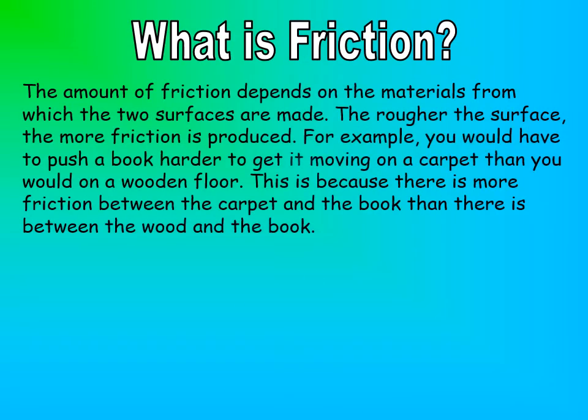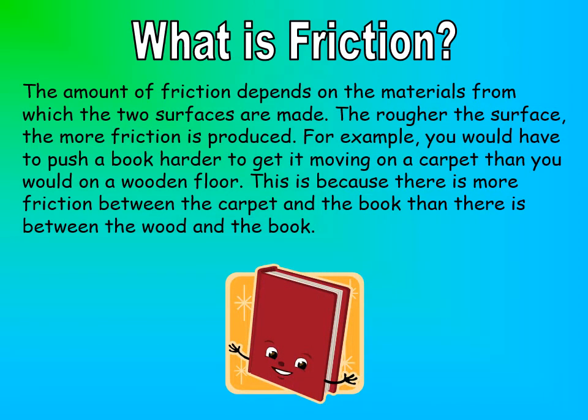So the amount of friction depends on the materials from which the two surfaces are made. The rougher the surface, the more friction is produced. For example, you'd have to push a book harder to get it moving on a carpet than you would if you were trying to push a book on a wooden floor. Now this is because there is more friction between the carpet and the book than there is between the wood and the book.